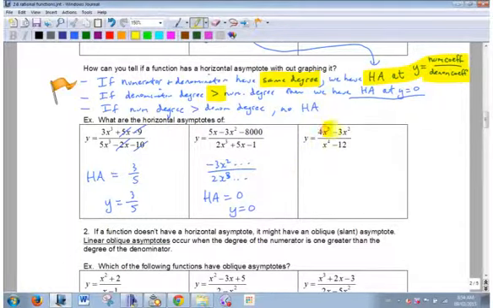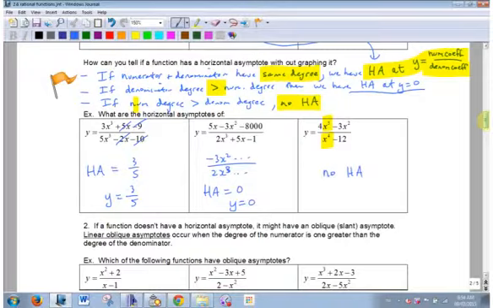That's x to the 5th over x to the 4th. Do I have a horizontal asymptote? No. Okay, we're about a third done.